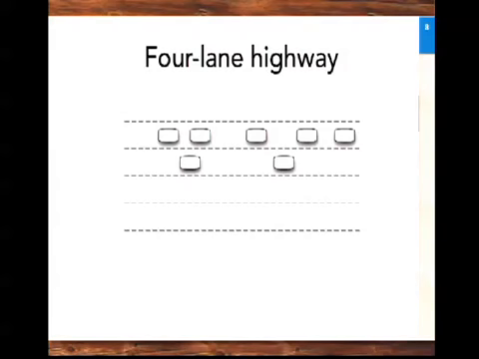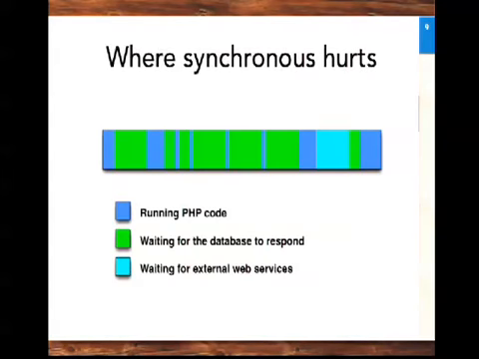Any modern computer is like a four-lane highway. You can see each car is like something being done on the server. It's very common to see your highway looking something like this. It's actually just standing around doing nothing. It's not really using all its capacity. And the same goes for PHP, actually.